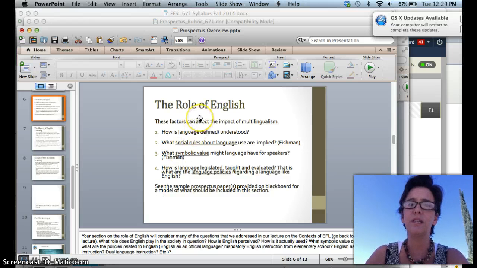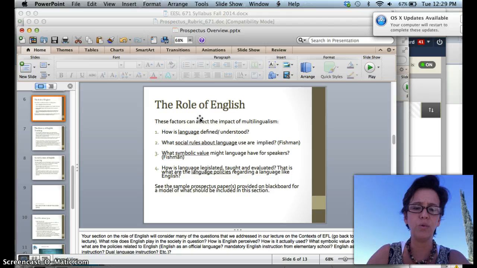The first section or subsection is the role of English. So your section on the role of English will consider many of the questions that we addressed in our lecture on the context of EFL. So you might want to go back to that lecture. What role does English play in the society in question? How is English perceived? How is it actually used? What symbolic value does it carry? And what are the policies related to English?